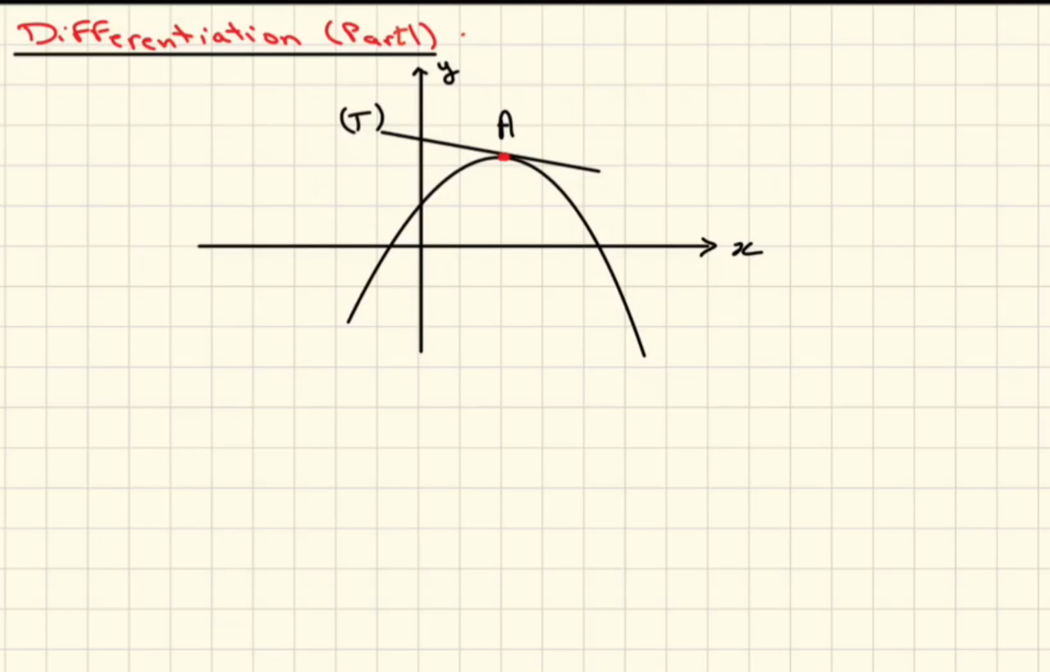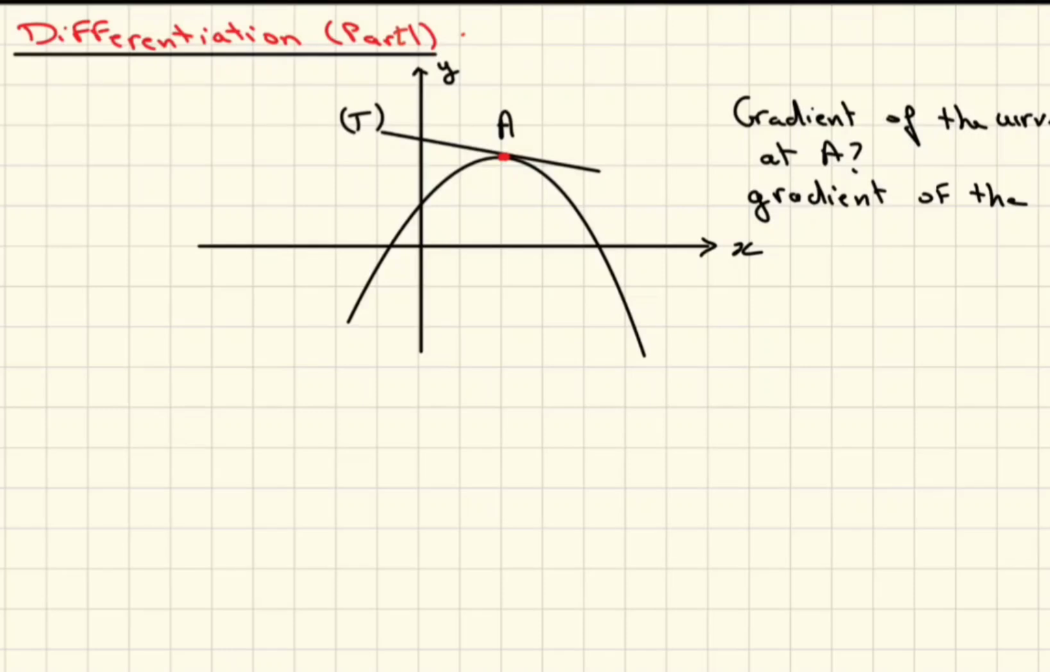Before we start with the rules and how to derive a function, you need to understand one thing: if they ask you what is the gradient of the curve at a specific point, so at point A, it's the same thing as asking for the gradient of the tangent to the curve at the specific point A. And when I say gradient of the tangent, remember it's the same thing as asking for the slope of the tangent, right?